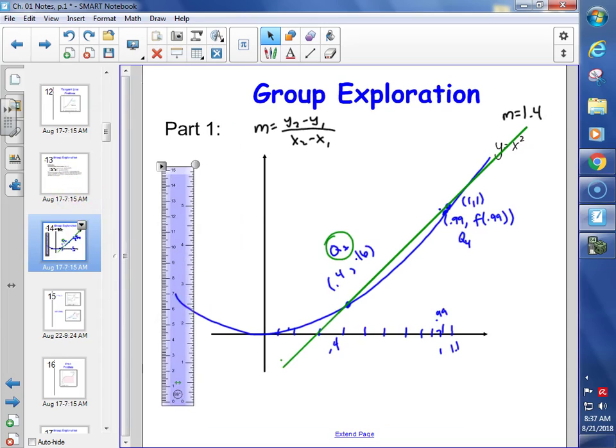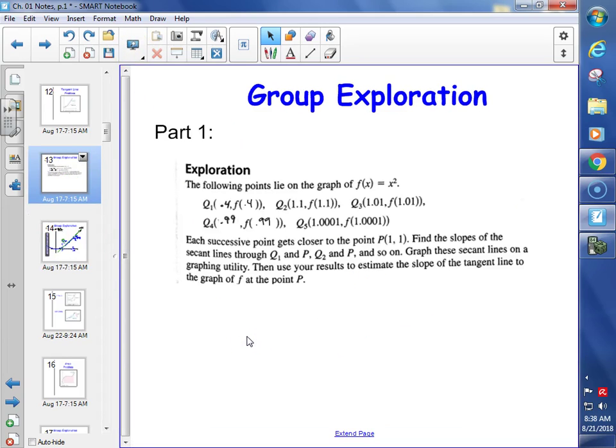Let me put the directions up so you guys can read it. There you go. Everybody can be helping. Someone can be calculating. Someone could be drawing. Someone can be finding the y values because you're going to need x's and y's for each of the points. So at the end of the day, you should have 5 lines with 5 slopes.